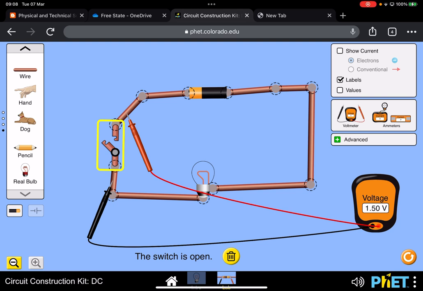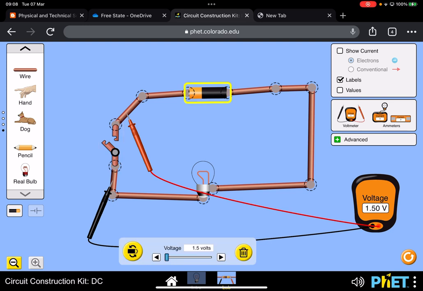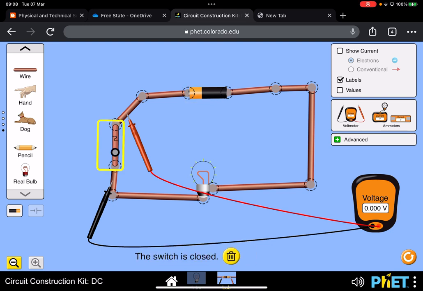1.5. So you write in there 1.5. Switch on. With one cell, we have one cell there. All right, and then when the switch is closed, what is the reading?